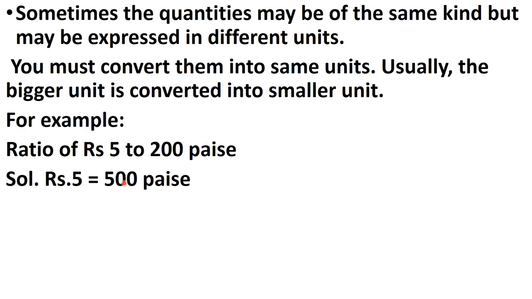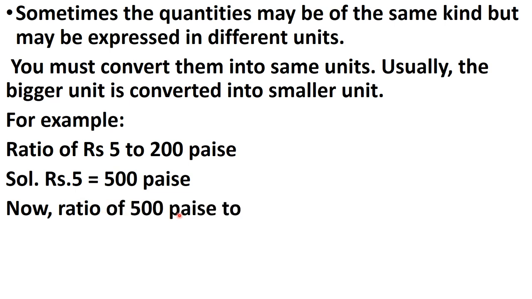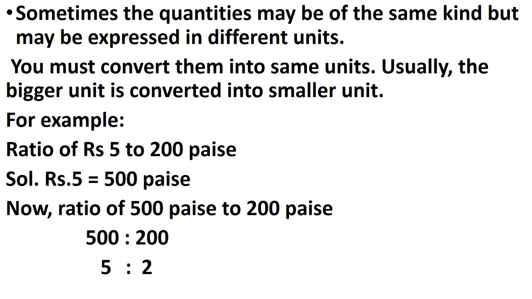Rupee 1 equals 100 paise, so 5 rupees equals 500 paise. Now we will find the ratio. Ratio of 500 paise to 200 paise is 500 is to 200. Cut 2 zeros by 2 zeros and you will get 5 ratio 2. Clear? Ratio has no units. When we are finding the ratio, we will not write down units with it.